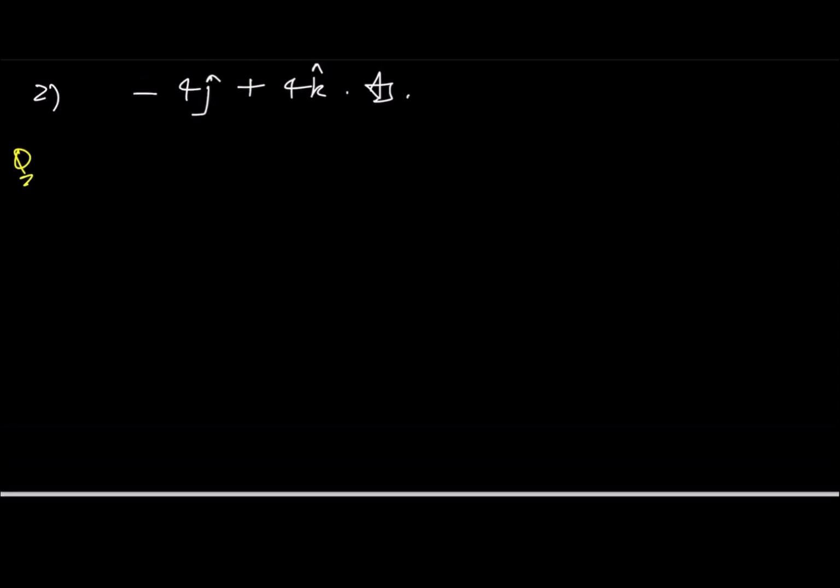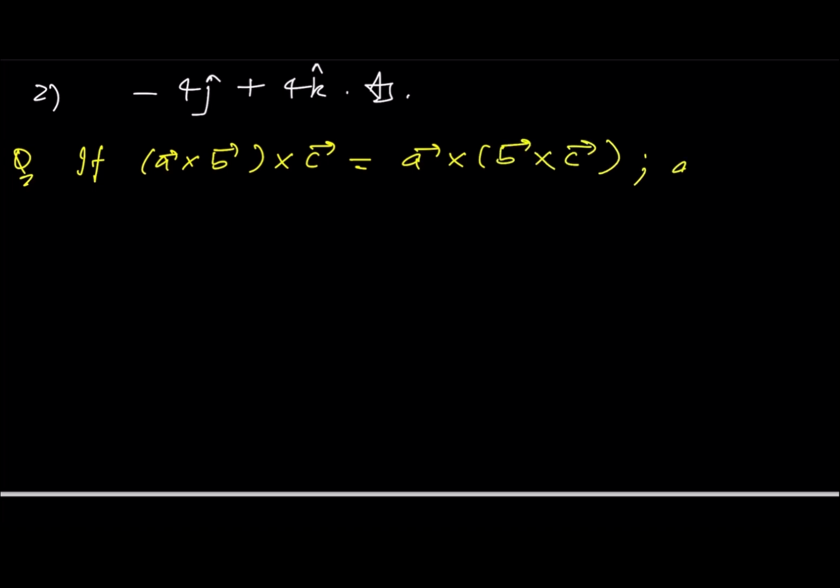Okay, now next question is, if A cross (B cross C) is equal to (A cross B) cross C, then the angle between A vector and C vector is equal to question mark.